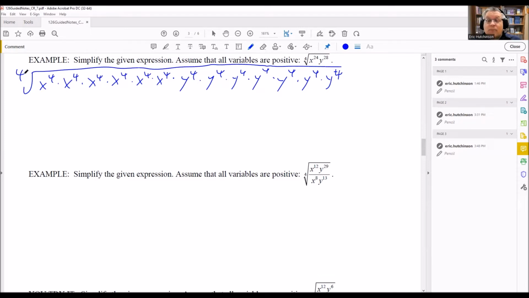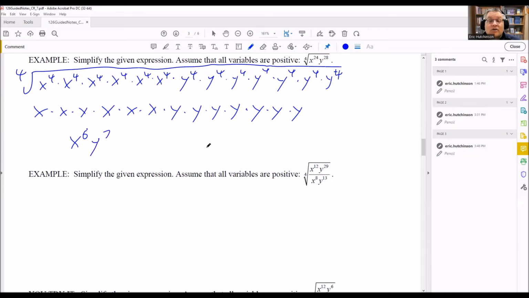Now, I could break this up by using the product principle, but I'm not going to do that here. There's no need to show that step. What's going to happen essentially is this 4 will cancel out all the 4s inside. And so I'm just going to end up with 6 x's, and I'm going to end up with 7 y's. There we go. So now we just want to simplify all this and write it as an exponent. If I have x multiplied together 6 times, that's x to the 6th. If I have y multiplied 7 times, I get y to the 7th power.